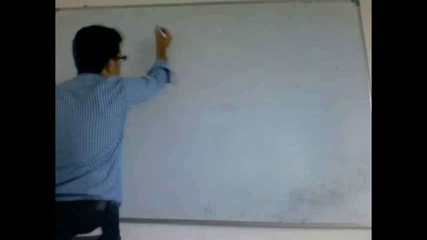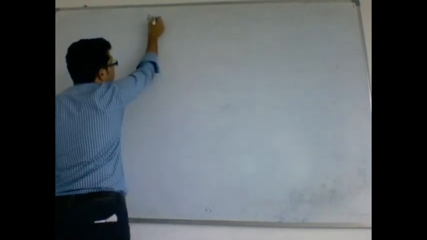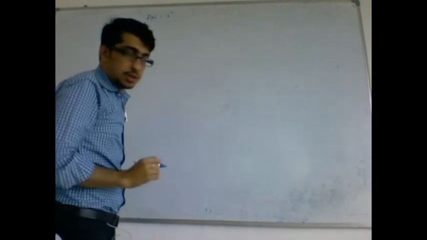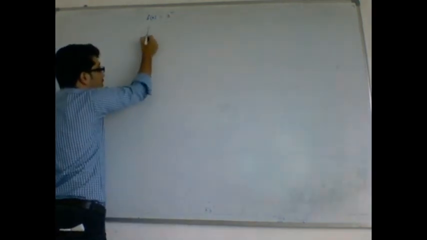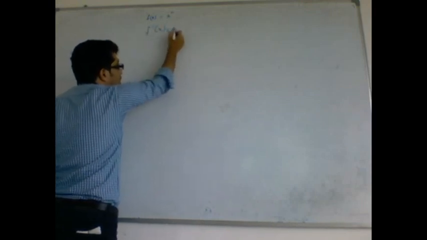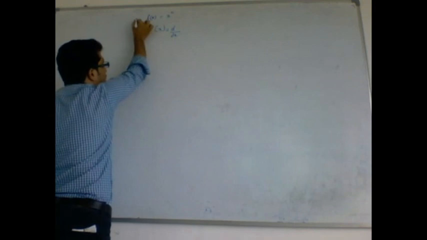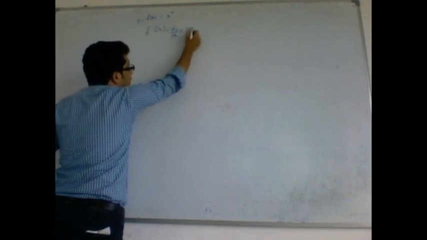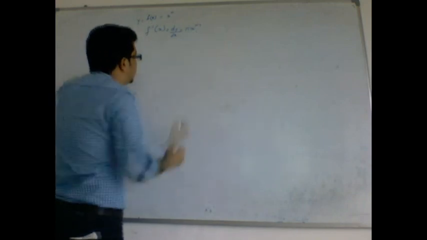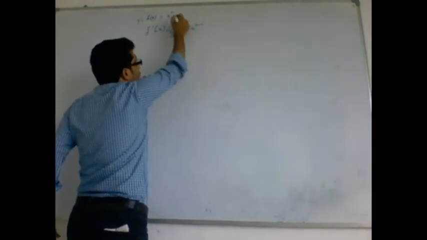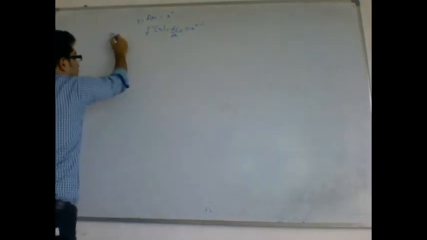Formula for differentiation. Suppose the function is x power n. The symbol for differentiation is f dash x or d by dx. If I take y also, dy by dx is n x power n minus 1. Again, n x power n minus 1. This is differentiation.